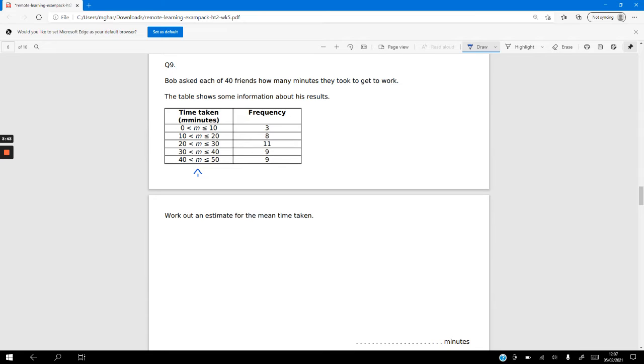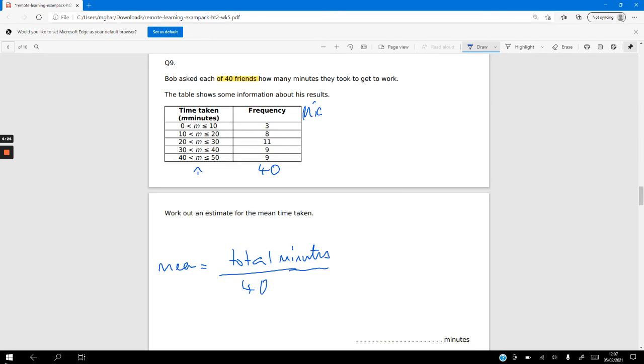Now, I want to be able to do exactly the same process, wherein I'm going to calculate the total divided by the number of friends. Now I'm told in the question there are 40 friends. So I need to do the total minutes divided by 40. We should remember that I've got 3 people who took between 0 and 10 minutes to get to work. But I don't know exactly how long they took. So I need to estimate how long they took, and I do that with the midpoint.